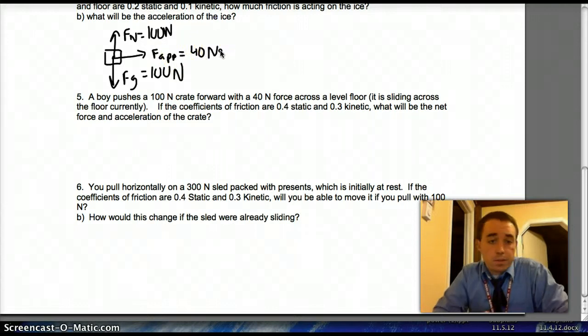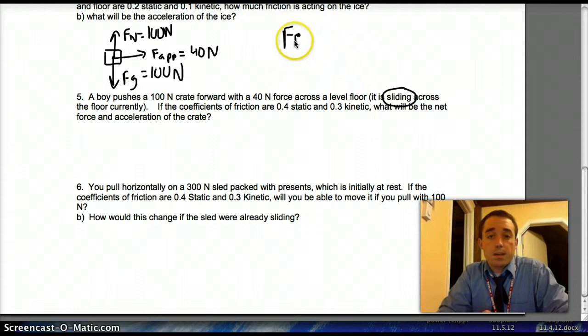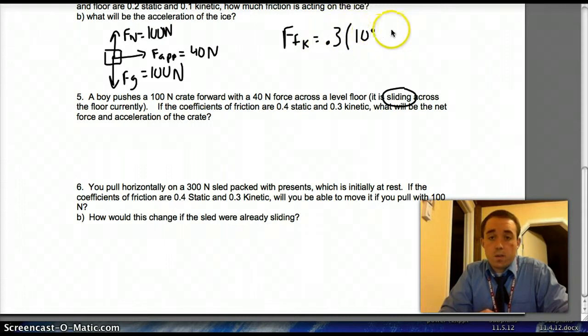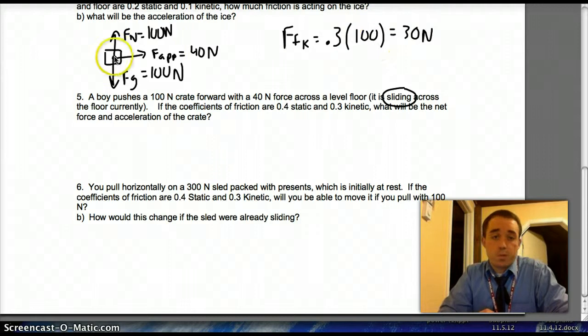Says it is sliding across the floor currently. Sliding across the floor. There's that key word that tells us that we are not in static friction. We are in fact in kinetic friction force, which is going to be a value of 0.3 times the weight, or really the normal force, which is 100 newtons. 0.3 times 100 is 30. So I have a kinetic friction force opposing me backwards, FFK, of 30 newtons.